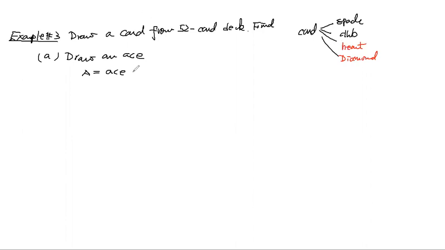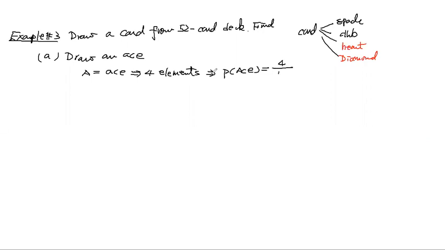So for the ace here, I have 4 elements, correct? For each suit, I have an ace, so I have 4 aces here. Now if I draw 1 card from the 52, every card has an equal chance of being drawn, so I have a total of 52 chances here.